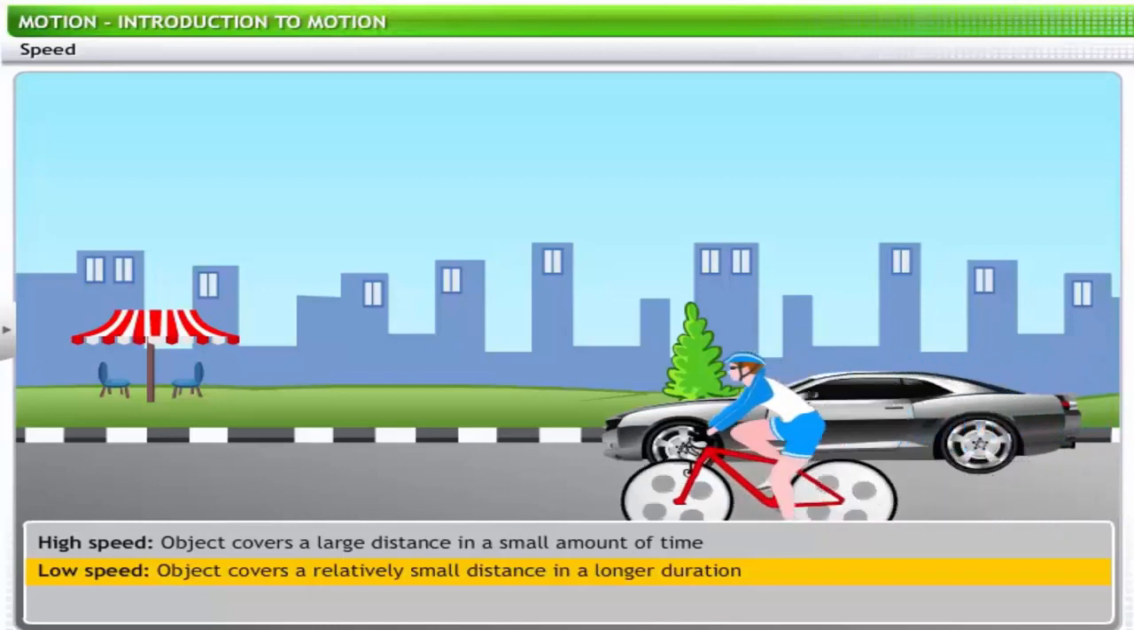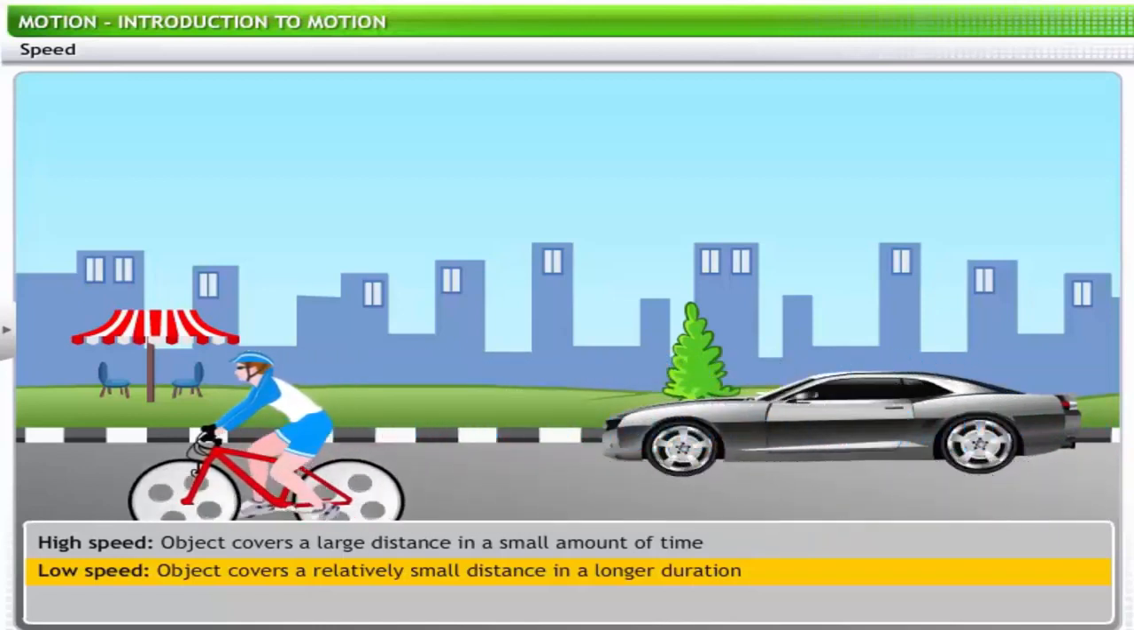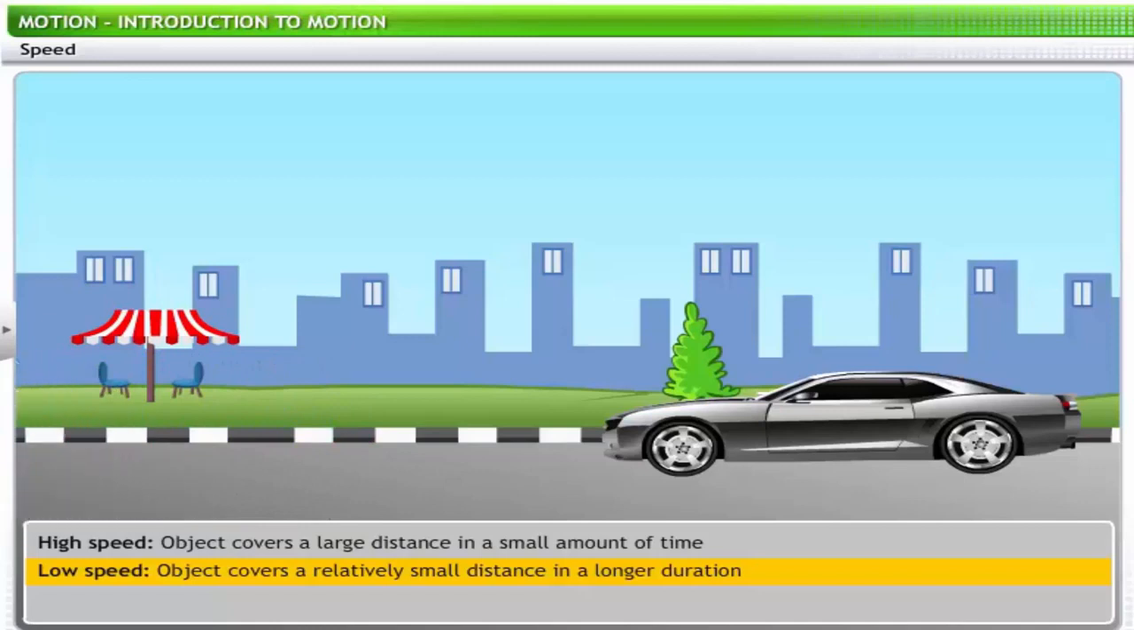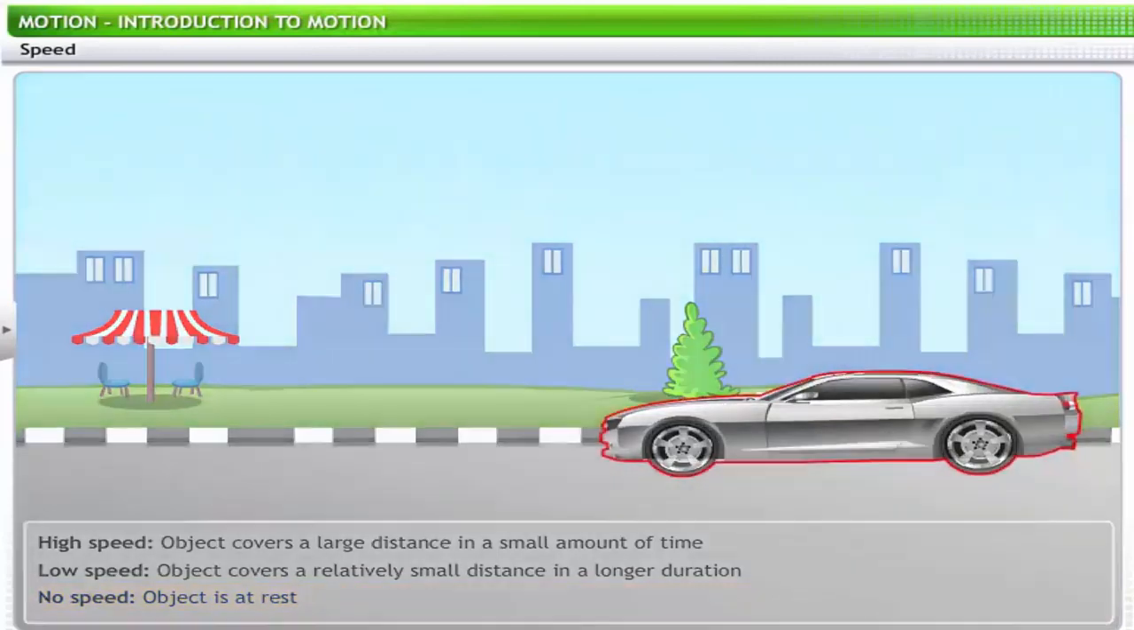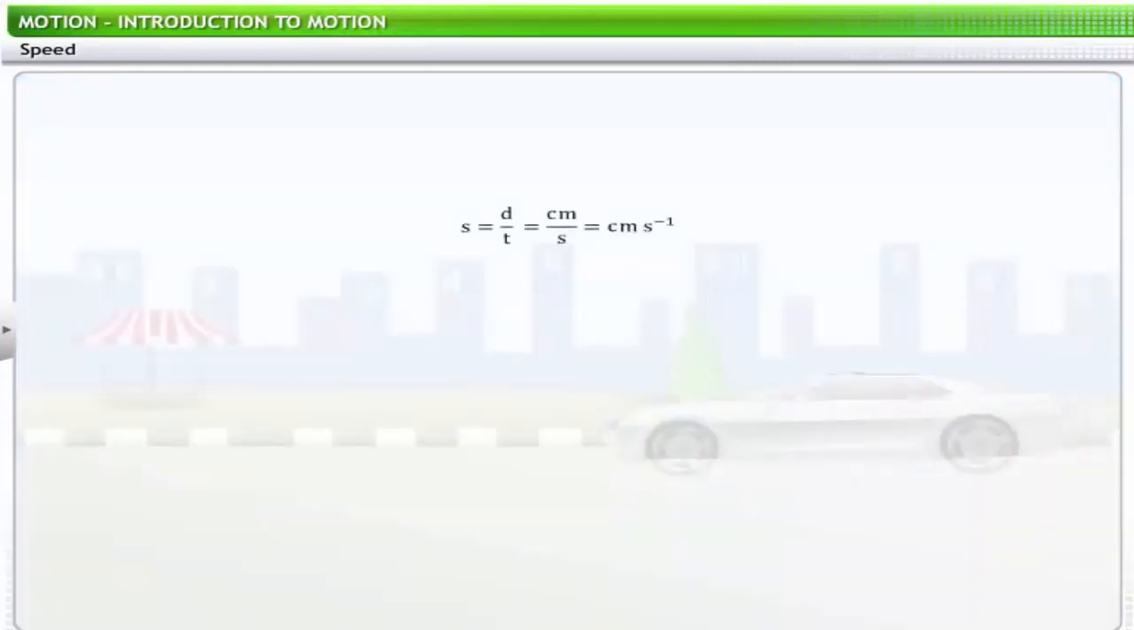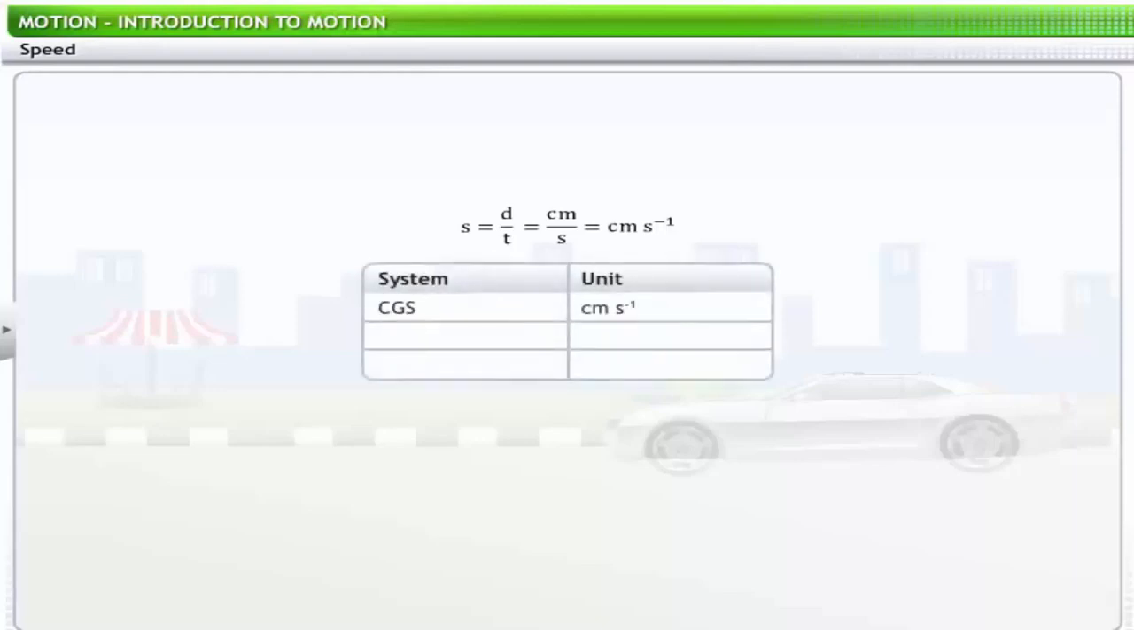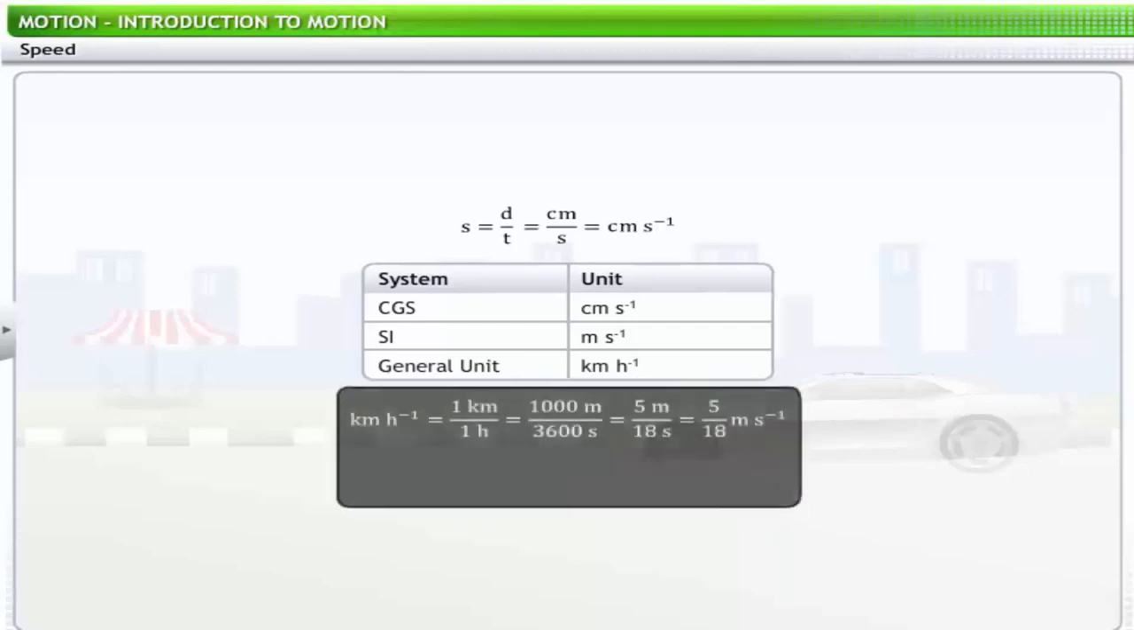Conversely, a slow-moving object has a low speed and covers a relatively small amount of distance in a relatively longer duration. An object at rest has no speed. Speed is measured in centimeters per second in the CGS system and as meters per second in the SI system. Typically, you measure speed in kilometers per hour. 1 kilometer per hour equals 5 divided by 18 meters per second. Or 1 meter per second equals 3.6 kilometers per hour.